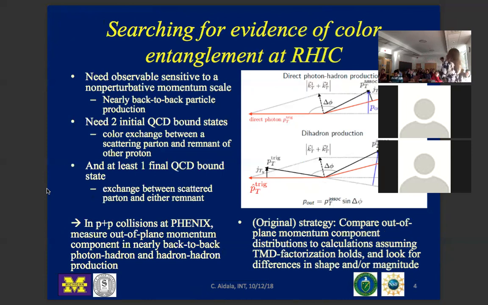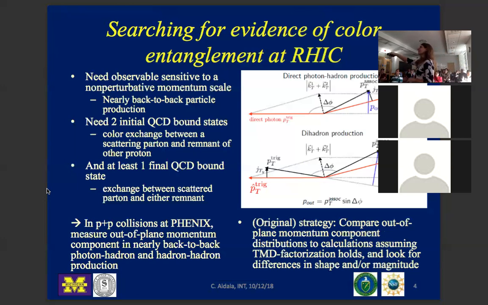PHENIX is not a very good detector for reconstructing jets. STAR can be much better than that. They have better acceptance. So we're looking at a final state hadron. And now you look at delta phi between your measured photon and your measured hadron, in a non-perturbative regime, this out-of-plane momentum component here. This is what we're actually going to make distributions of, this p_out, this blue vertical vector as it's drawn here.